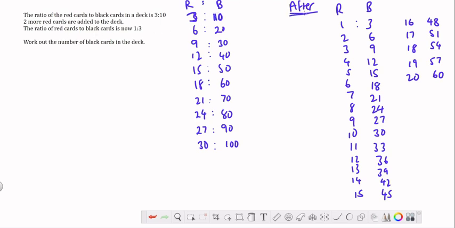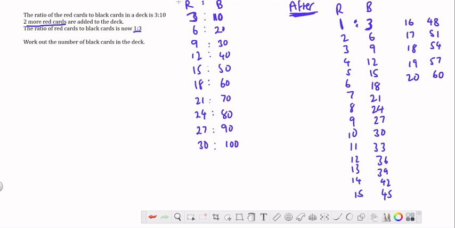But then afterwards, 2 more red cards are added to the deck. The ratio then becomes 1 to 3. As you can see here, 1 to 3. That's afterwards. Work out the number of black cards in the deck. Remember, no extra black cards have been added.